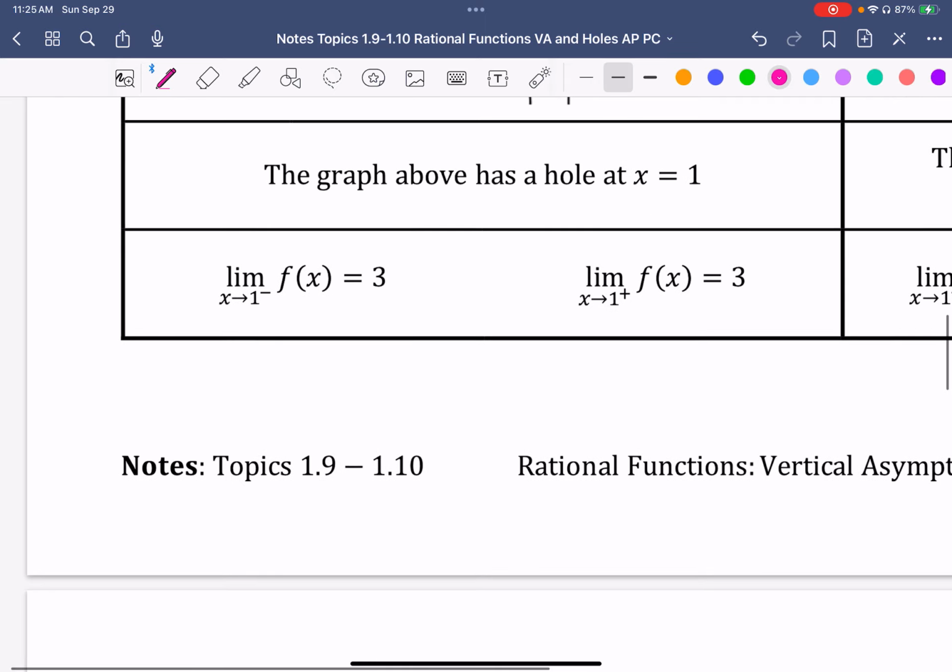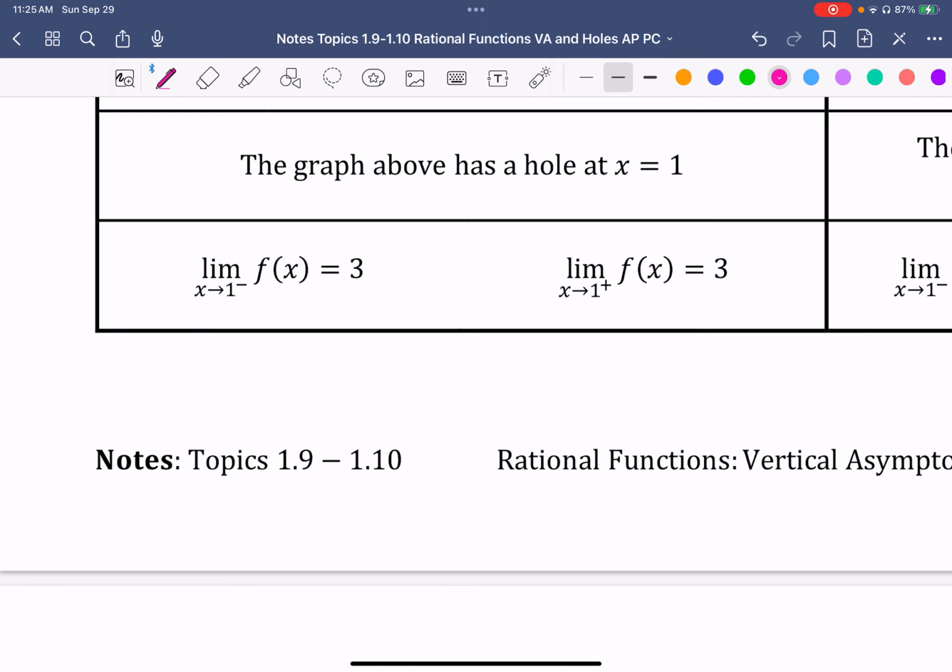Okay, now I'm going to introduce limit statements. We did limit statements for end behavior, which is all the way to the left and all the way to the right, to positive and negative infinity. This is going to be a little bit different. You can see that underneath here we have x approaches 1. Now that is coming straight from the x coordinate of the hole. So what you write down here is the x coordinate of the hole.